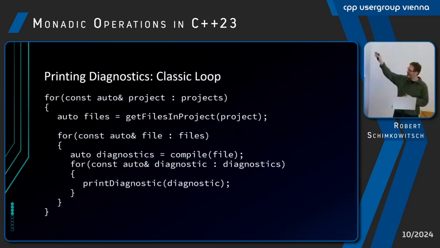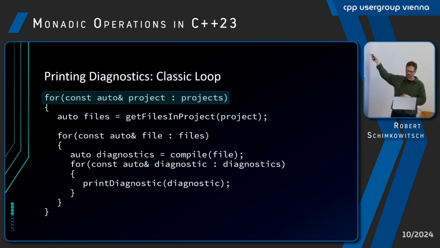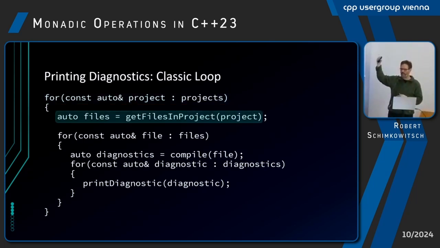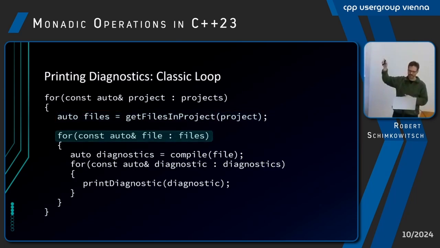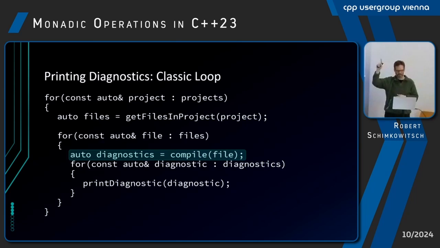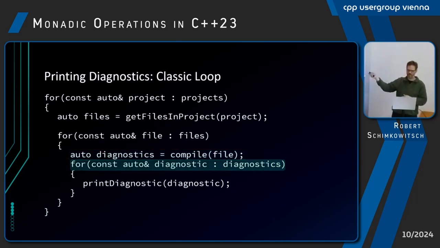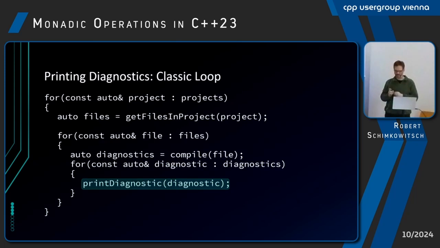And let's look at the classic implementation first. So we have a loop over the projects, and then we get all the files in that project, in one single project. We loop over all those files. We compile a single file. Then we loop over the diagnostics, and we print a single diagnostic. Who uses code like this? Yeah, I would say clear majority.